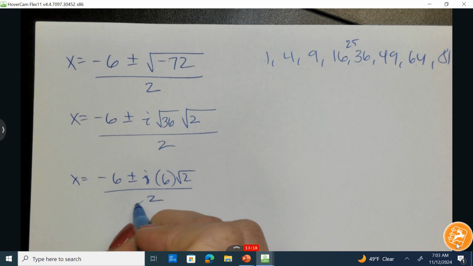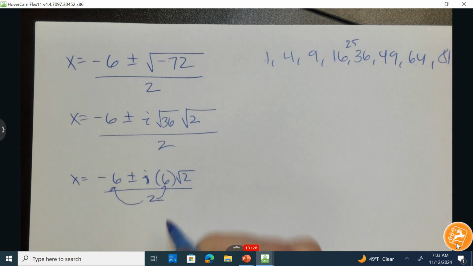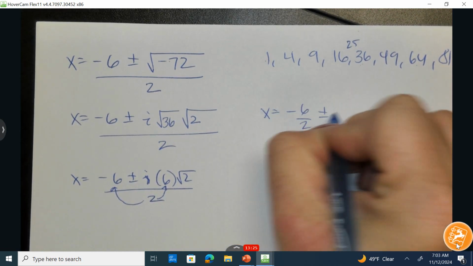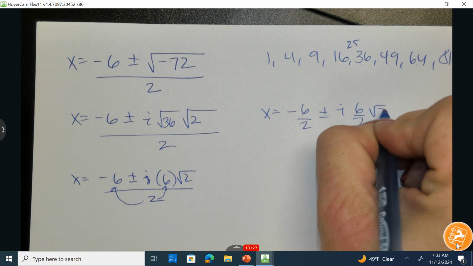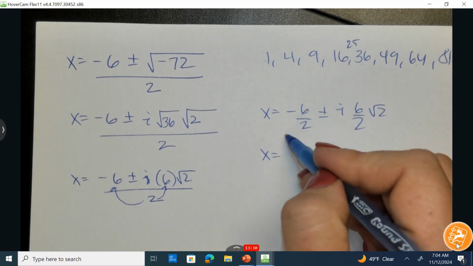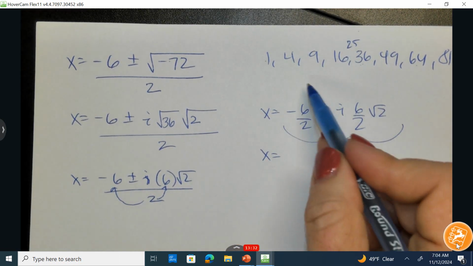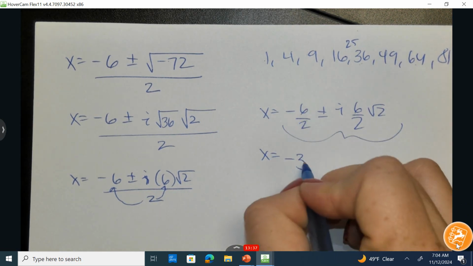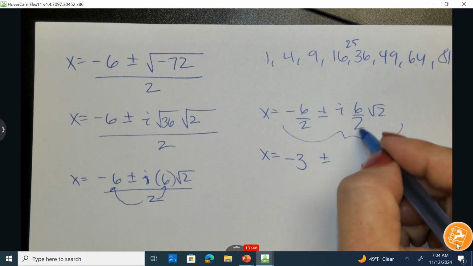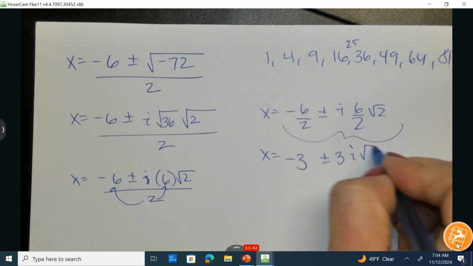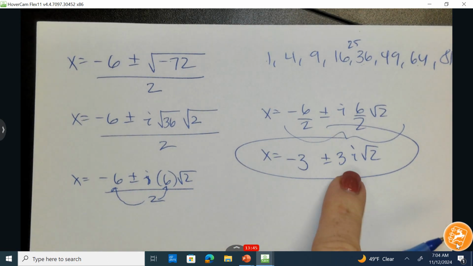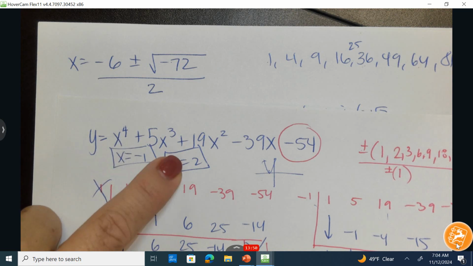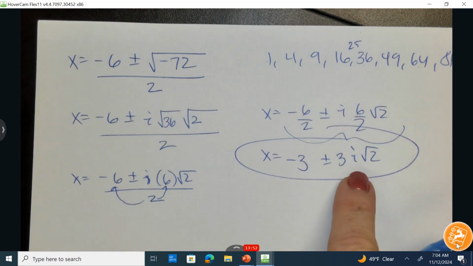And now this 2 is going to be shared with like terms, which is the integer values to the left and right. So -6 over 2 plus or minus 6 over 2. And then the proper way we write this, we call this a complex number. Complex because it consists of a real portion and an imaginary portion. -3 plus or minus, and we're going to write the actual integer in front. So 3i square roots of 2. These are my two other solutions. So this polynomial equation has 2 real solutions and it has 2 complex.